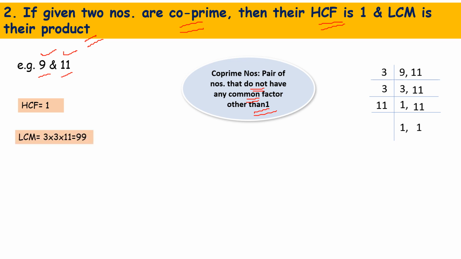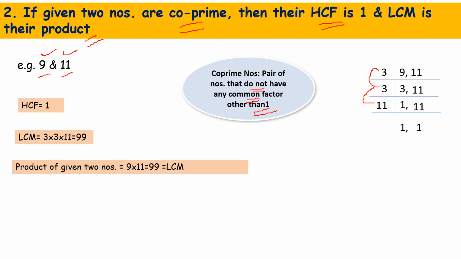1 will be the HCF and the LCM will be 3 times 3 is 9, 9 times 11 is 99. So the HCF of these co-prime numbers is 1 and the LCM is their product, that is 9 times 11 is 99, right? So this is what it means.